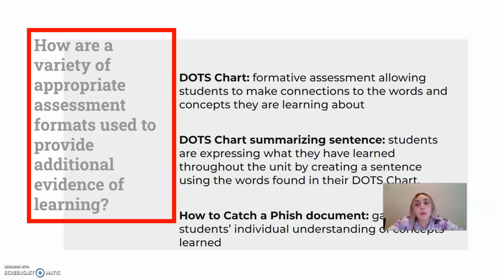How are a variety of appropriate assessment formats used to provide additional evidence of learning? So these are the different assessments that I use. The dots chart is a formative assessment, and as I'm walking around when they're filling them out, I can see the connections that they're making to the concepts that we're learning. Whenever they summarize that sentence, then I really know what they have learned throughout this whole entire unit. And then that document gauges the students' individual understanding of the concepts that we've learned, because they have to tell me if that message is a phishing attempt or not.